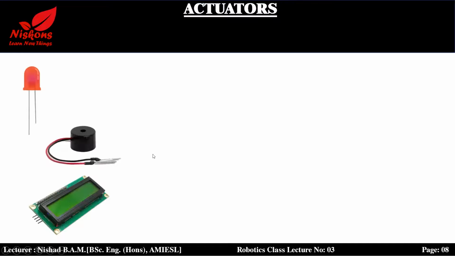These are the components that we are going to learn in our robotics class. These are the actuators, so we can get output from them. An LED bulb will act as an indicator, so we can use this for indication purposes. Next is the piezoelectric buzzer. Simply, we can call them buzzers.